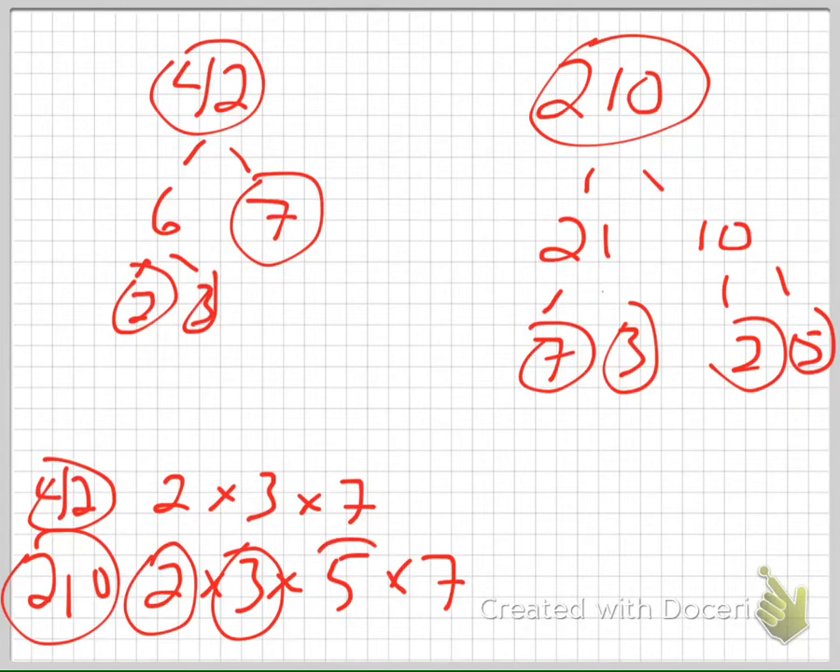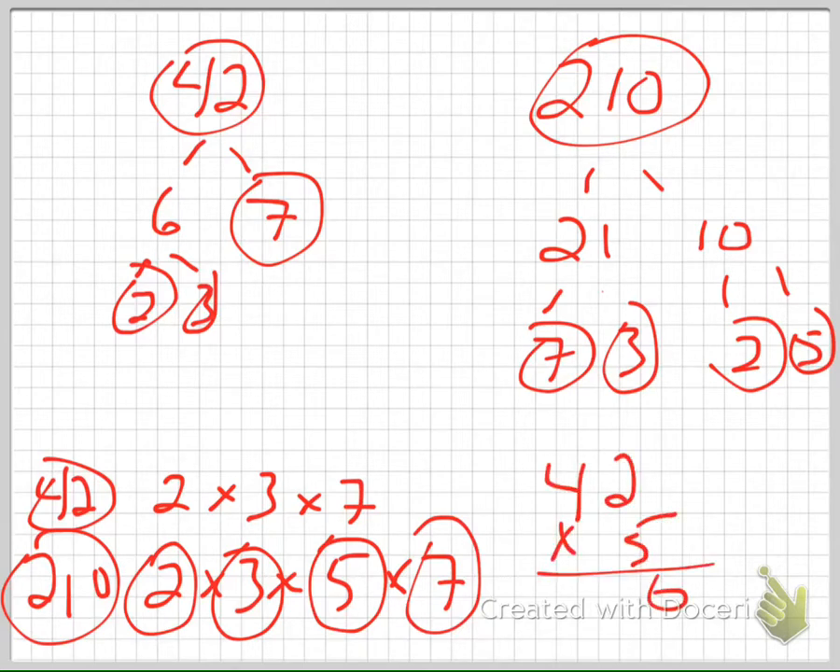Which one has the most 5's? Which one has the most 7's? 2 times 3 times 5 times 7 is 210. So the least common multiple is, what is 42 times 5? 210. Does that make sense?